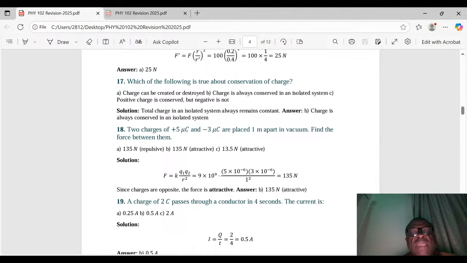We are on number 17. The question reads, which of the following is true about conservation of charge? A. Charge can be created, not destroyed. B. Charge is always conserved in an isolated system. C. Positive charge is conserved, but negative is not. So the solution here is that total charge in an isolated system always remains constant. So the answer is B.